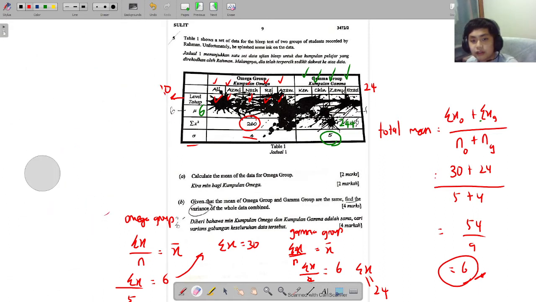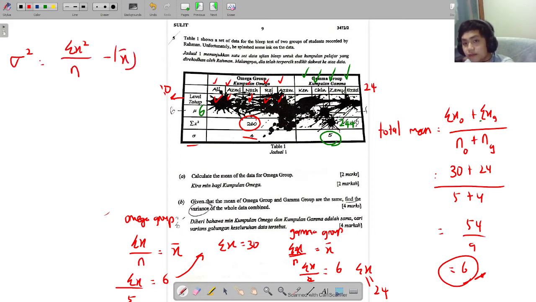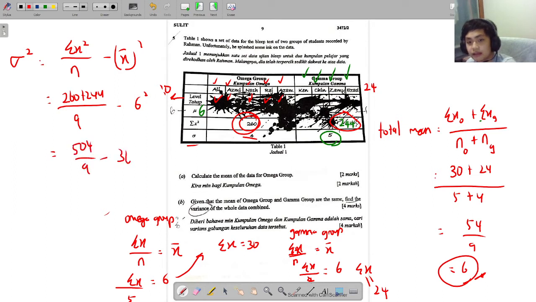From here, now we can find the combined variance. So the combined variance, it's sigma square this time. Sigma square, variance, is just that we don't have the square root symbol there. So summation x square over n minus mean square. The summation x squares we need to add together, so it's 260 plus 244. And now the n is going to be 9 because there are 9 students now. Minus the mean, which is still 6. So it is 504 over 9 minus 36. And that is 20. So this is our variance.